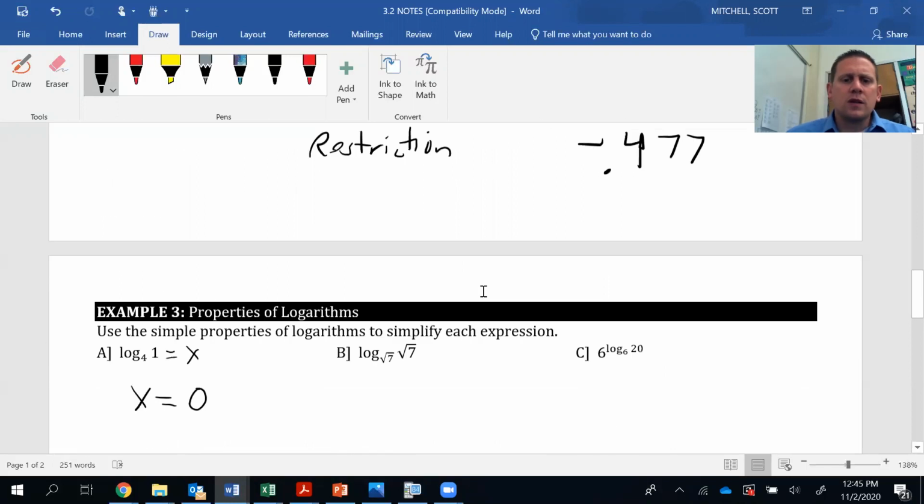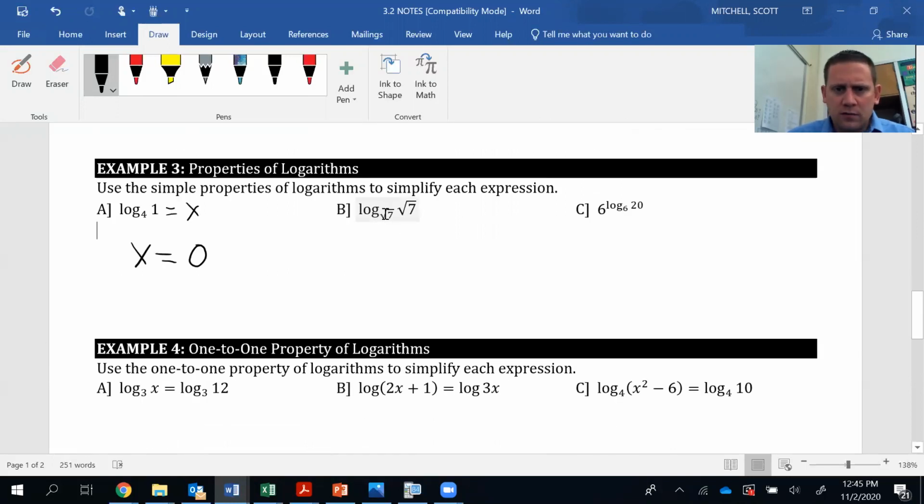Okay, so then we have log base square root of 7 of square root of 7. So we're trying to find out what this equals.